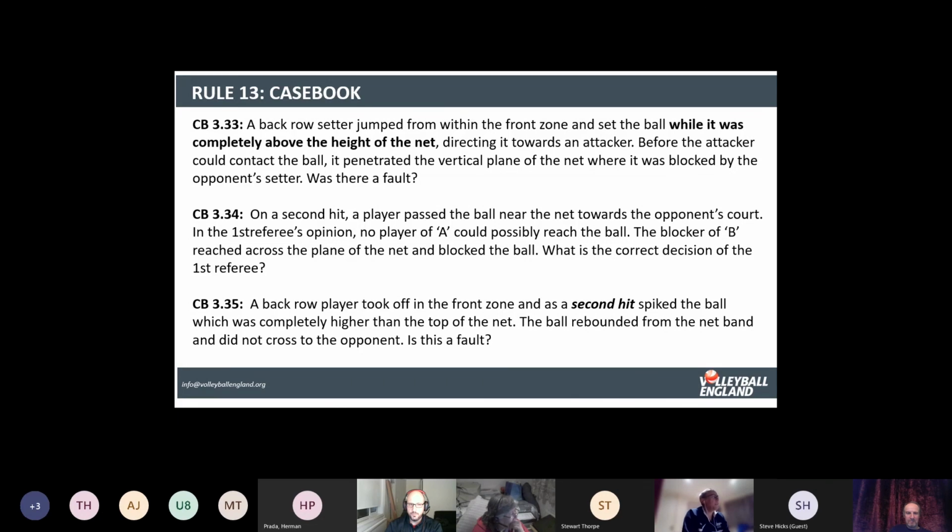So the second one is on a second hit, a player passed the ball near to the net towards the opponent's court. In the first referee's opinion, no player of A could possibly reach the ball. The blocker of B reached across the plane of the net and blocked the ball. Was this the correct decision of the first referee?